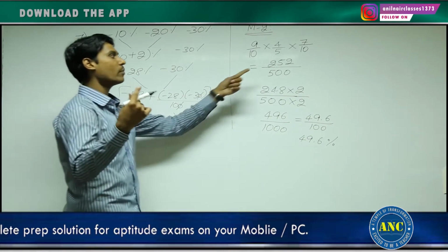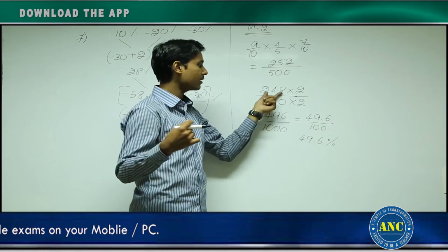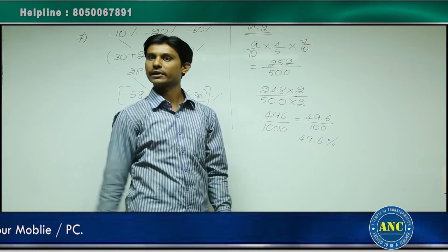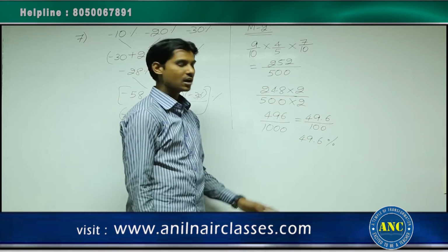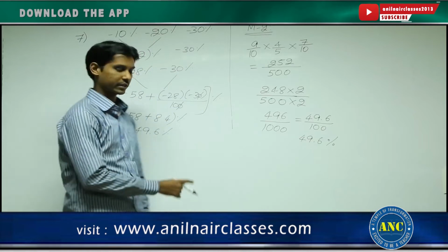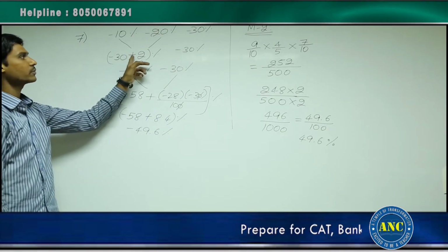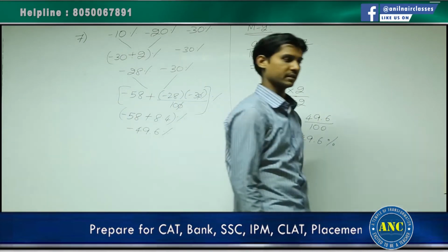Understanding? You calculate how much you paid and you calculate how much discount you gave. Finally, we are interested in the discount part only according to this question. Find out. For 500 you are giving me 248. For 100 how much? For 100 you are giving me 49.6. That is what we got in the first case also. Either use the concept of successive percentage or use this concept. Clear with the approach? Please write it.